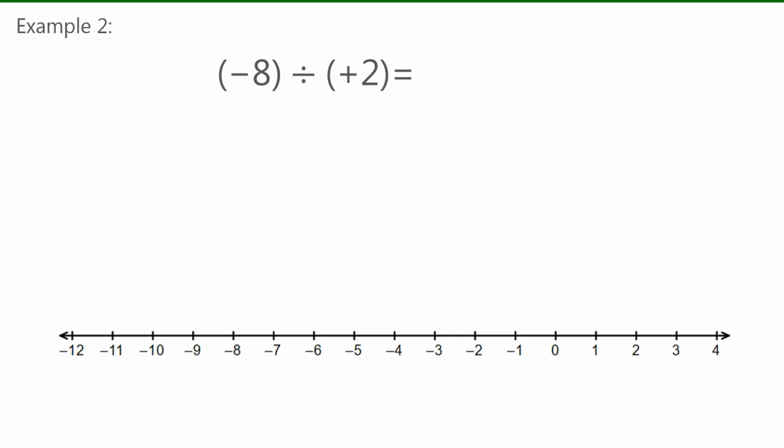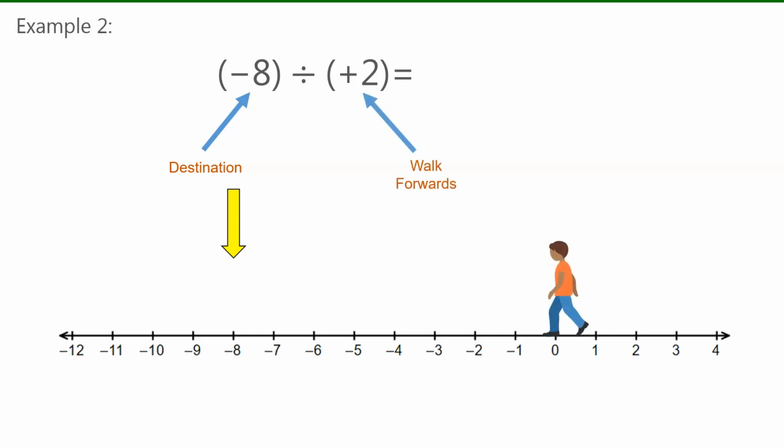Example 2. Negative 8 divided by positive 2. So again, negative 8 is my final destination. That's where I want to end up. And positive 2 means I'm walking forwards to negative 8. So if I'm walking forwards to negative 8 and I'm making jumps of size 2, how many jumps am I going to make to get to negative 8?